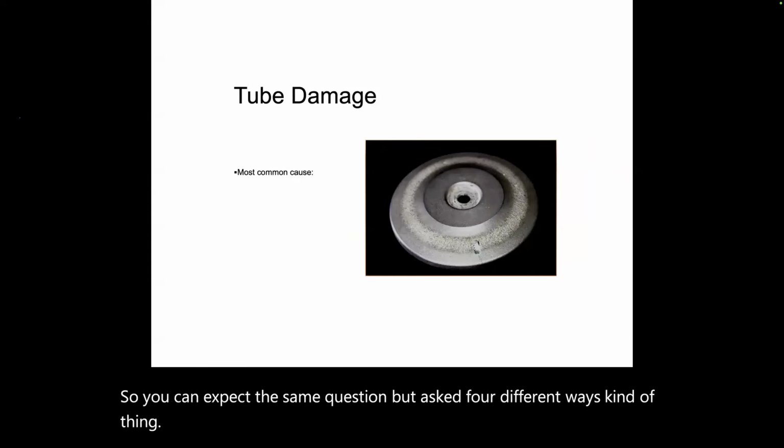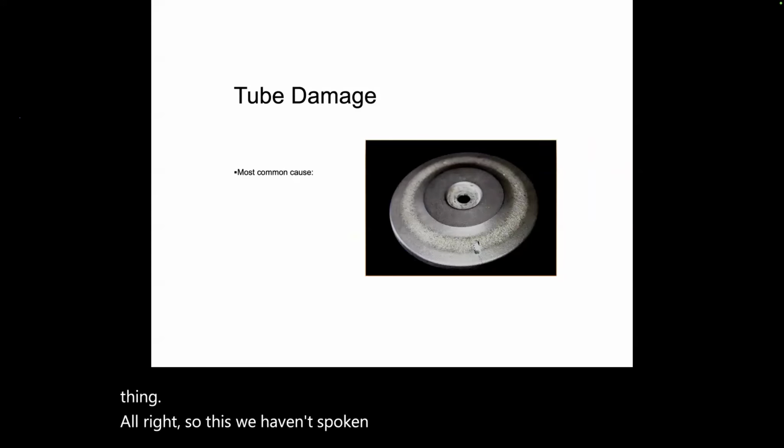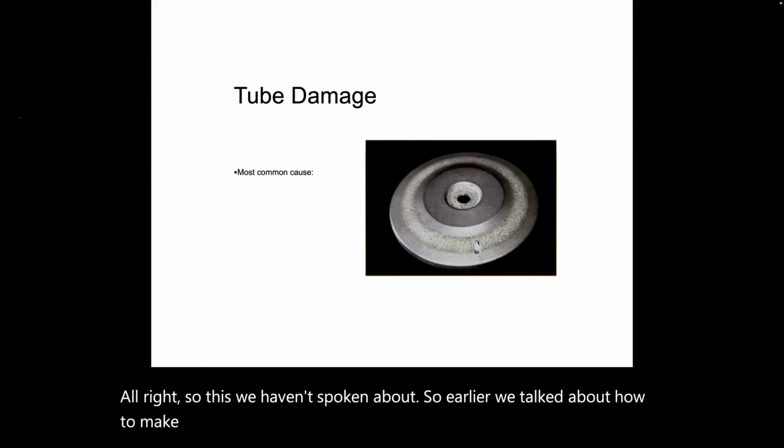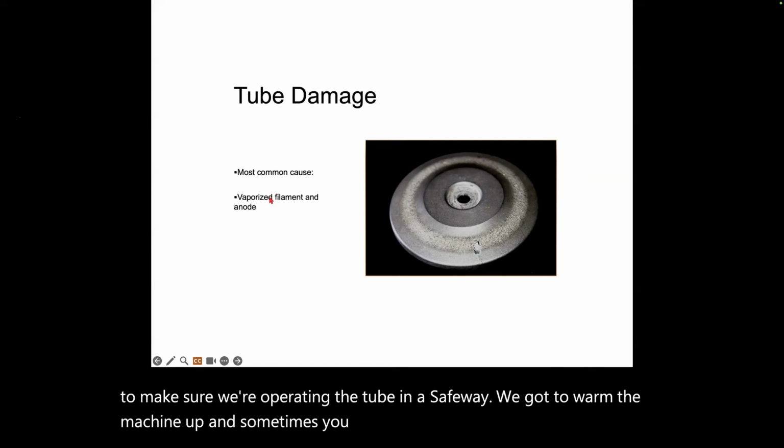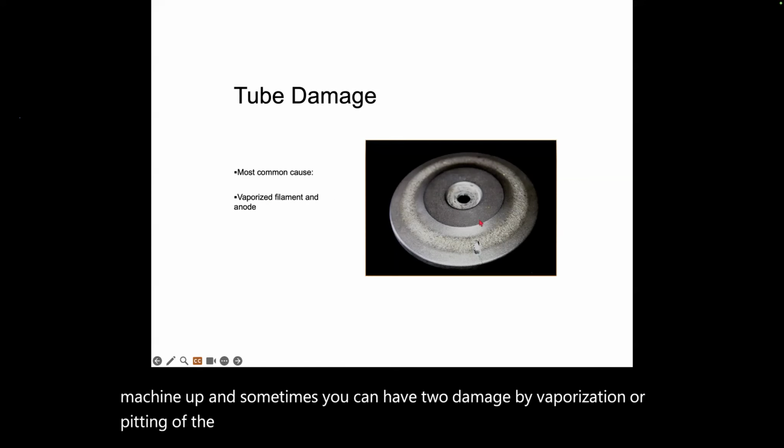Oh, all right. So this we haven't spoken about. Earlier we talked about how to make sure we're operating the tube in a safe way. We've got to warm the machine up. Sometimes you can have tube damage by vaporization or pitting of the anode. That just means we hit the anode with too much exposure when it's cold.